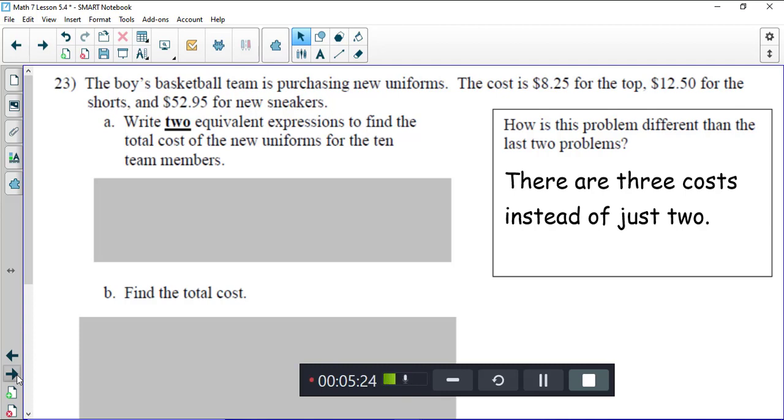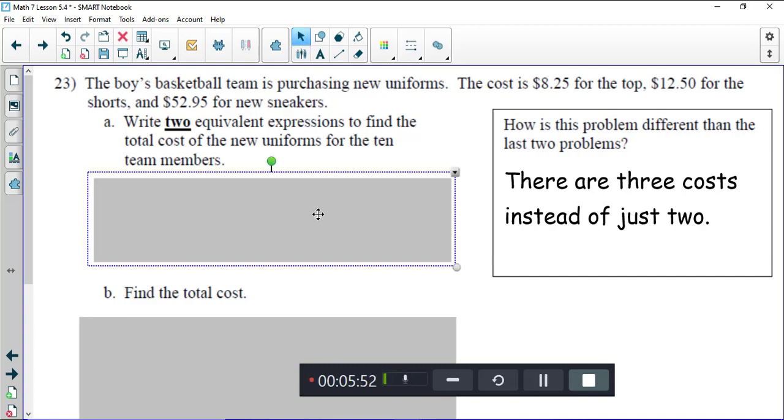What we notice here is that in the last two questions, we had two costs. It was the bus trip and the amusement park cost for the one problem. For the other one, it was the canoeing camping class and the food. Here we have three costs. We're looking at the top, the shorts, and the sneakers, probably at a discounted rate since we're looking at an entire team. So we're going to treat this really similarly. We can do as many costs as we want, but set it up in a similar way. So the two expressions I wrote, let me delete this box here.